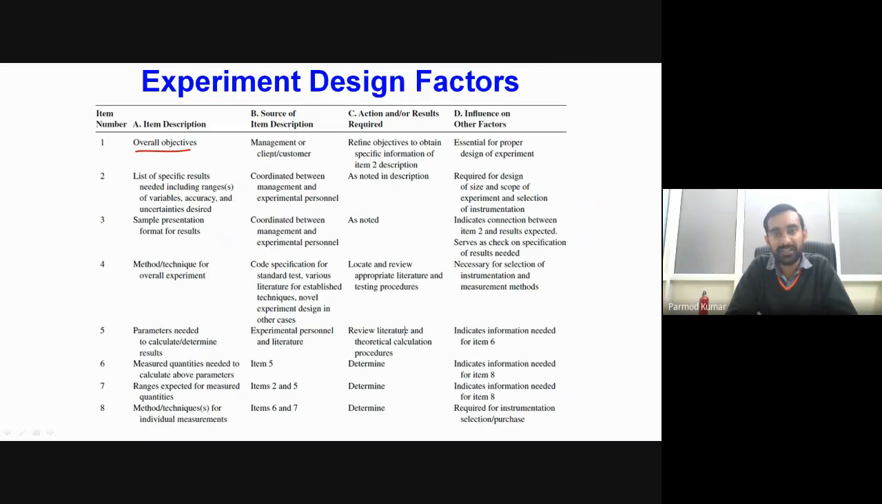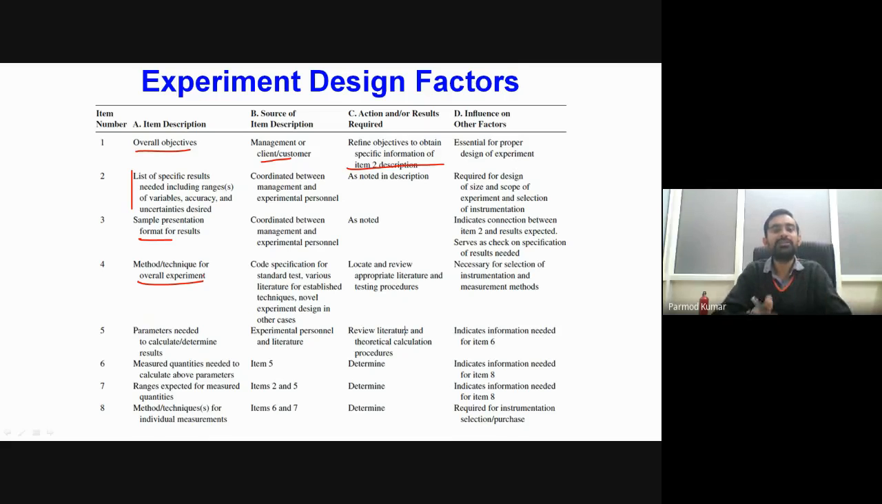Then for the overall objective, we have different requirements of the actions, what will be their results, and what will be the influencing factors. Then we should also know the list of specific results we are planning to obtain from our experiments. We should know the different samples or formats of results that are required, and what different techniques will be required for obtaining our final output from the experimental setup.